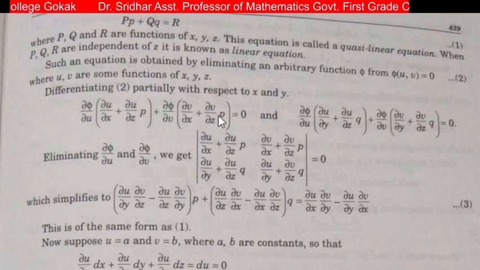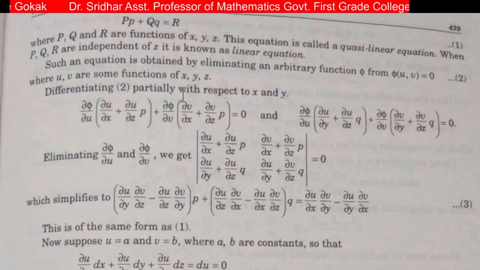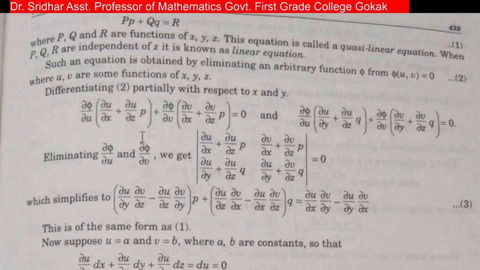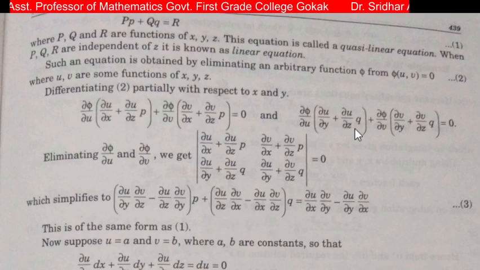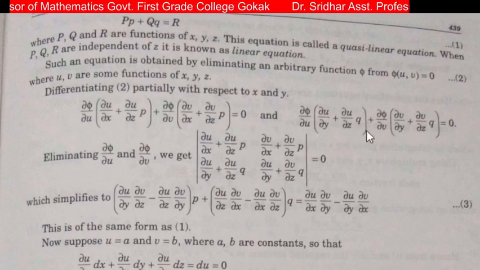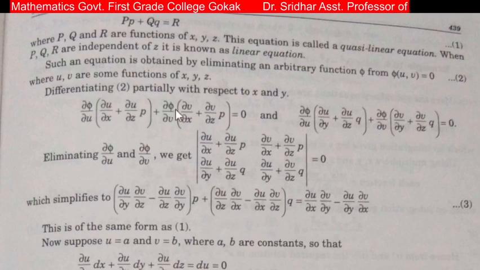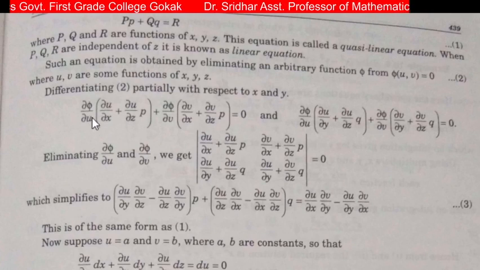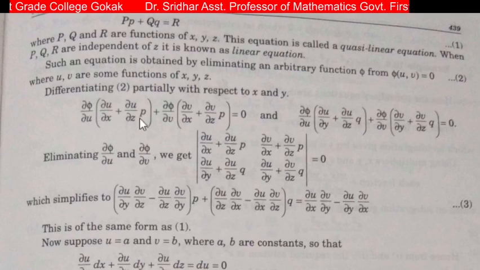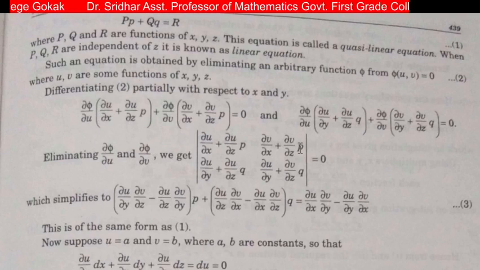Once you have got this, differentiation with respect to y is again similar; you only have to replace x by y and p by q. So this gives differentiation with respect to y. Next, these two are now simultaneous equations where dou phi by dou u and dou phi by dou v are unknowns. To solve them we apply the determinant method.